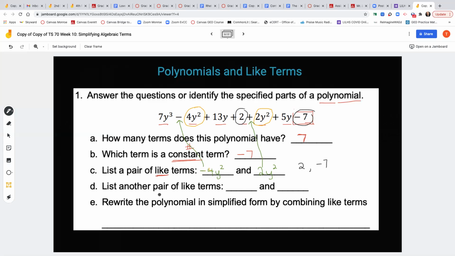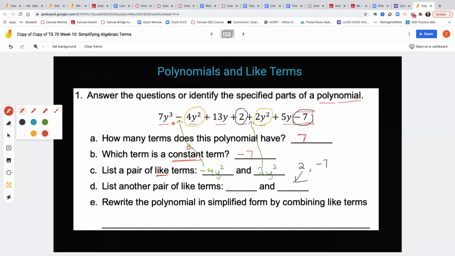Letter D, list another pair of like terms. Okay, well, we just did that, so we're moving on. E, rewrite the polynomial in simplified form by combining like terms. All right, this is where we're getting to a key concept of the night here. So we're going to combine the like terms.